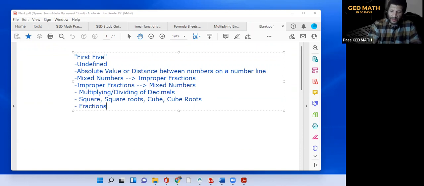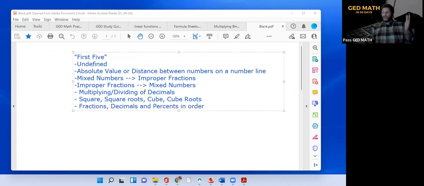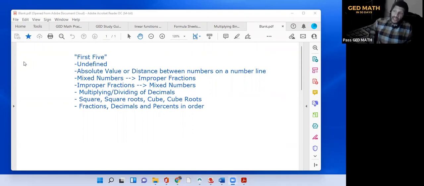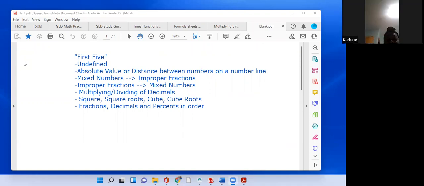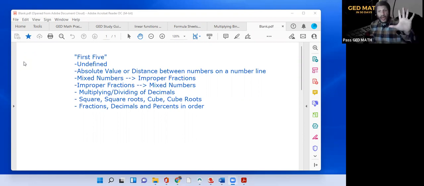Fractions, decimals, and percents in order. It says you've got to put fractions, decimals, percents in order. You're right, I apologize. Yes, I did forget one. Those are your first things. Use the calculator for that one? No, the first five you cannot use your calculator for.